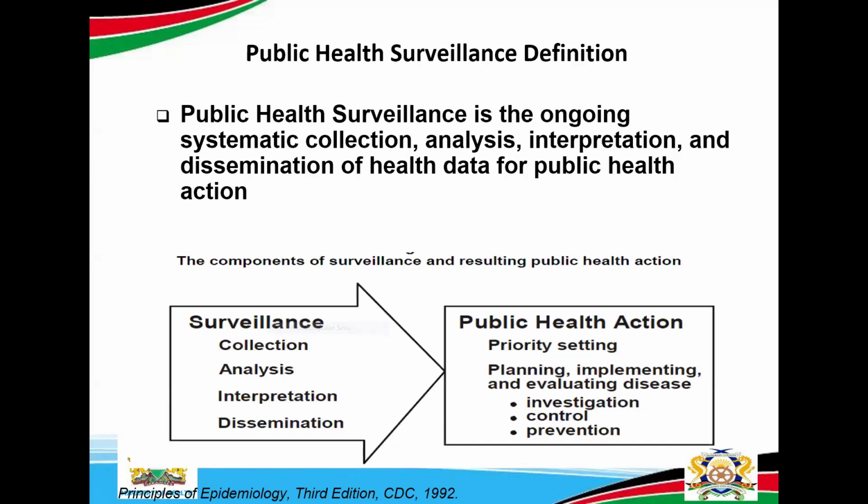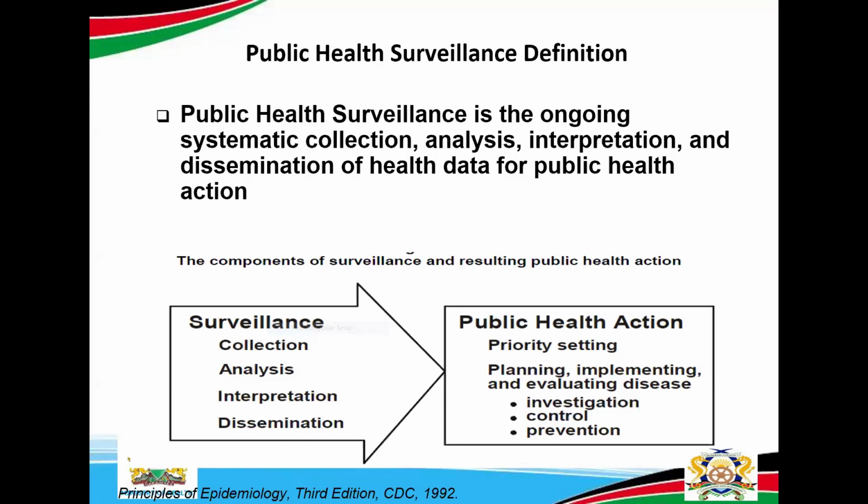So we looked at the definition of surveillance as per WHO, but we also have another definition for public health surveillance, which is shorter and more direct, whereby we say that public health surveillance is the ongoing systematic collection, analysis, interpretation, and dissemination of health data for public health action. So as I've said earlier, whatever data you are gathering, it should have a public health action out of it.